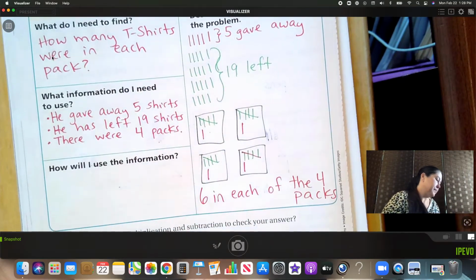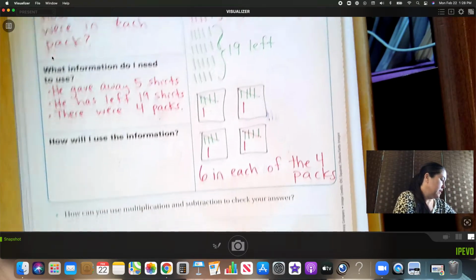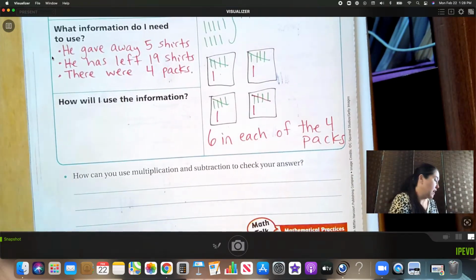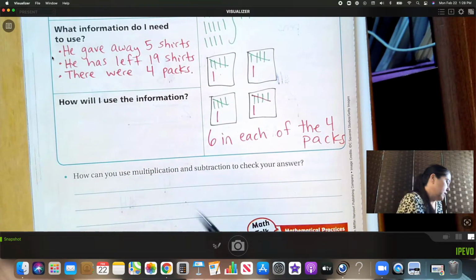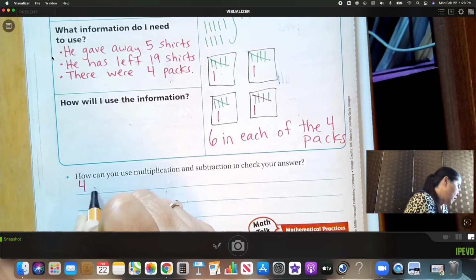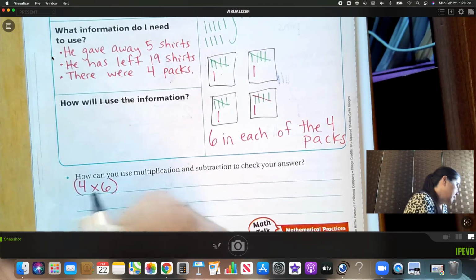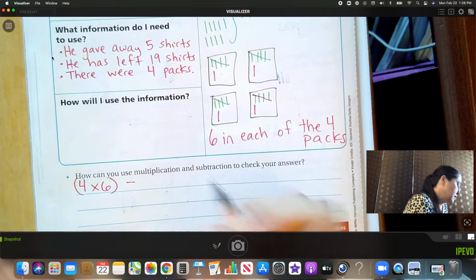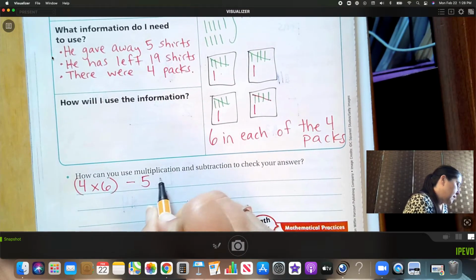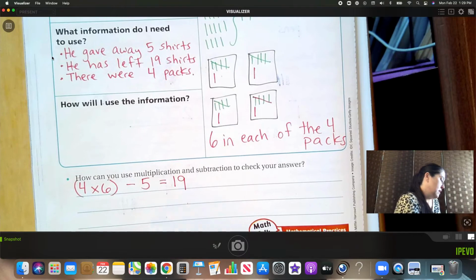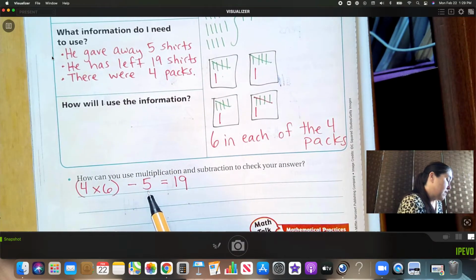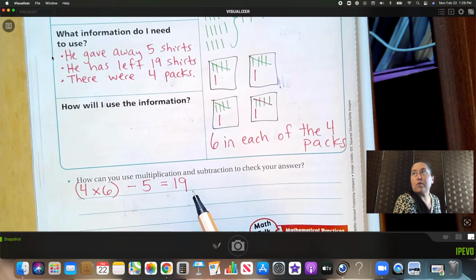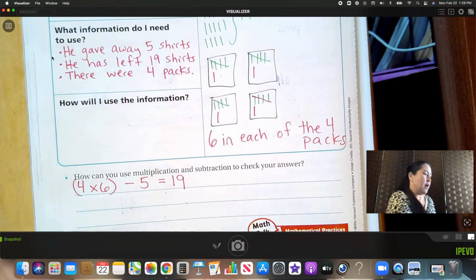All right. So we could see, to check our answer, we could use multiplication and subtraction, right? We could say, I know I'm going to have 4 times 6, and then I want to subtract the 5 I gave away, and that should equal 19. So 4 times 6 is this total number, and I give away 5 to get 19. That should work, right? All right, that's going to be our pausing place for right now.